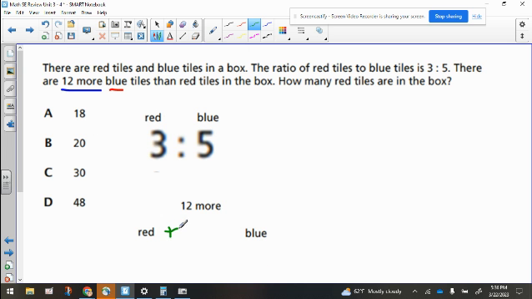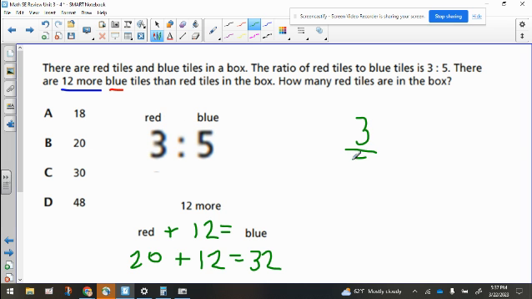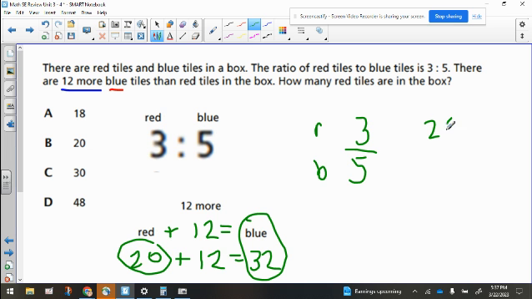Remember, we're taking red, adding 12, and that's supposed to equal blue. There's 12 more blue than there are red. If we take choice B and substitute it into our little equation here, we're saying we have 20 red, and if we have 12 more blue, we'd add 12 to that, and that would equal 32 blue. Well, let's compare that. Remember, our ratio is a 3 to 5 ratio. We're saying there's 3 red for every 5 blue. Is a 20 to 32 ratio equivalent to a 3 to 5 ratio? So let's see if it is.